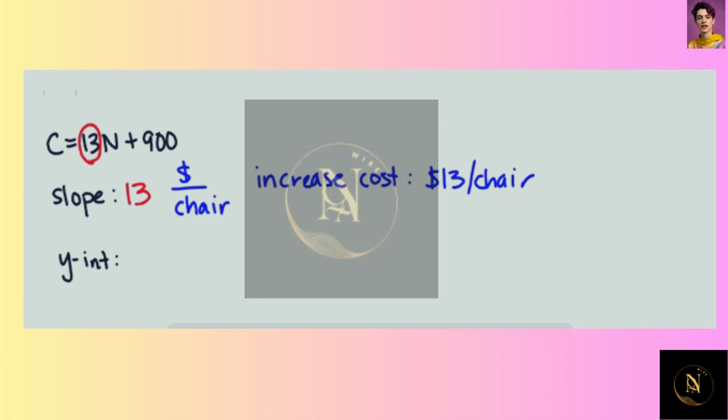Okay, how about the y-intercept? We can see from our equation that the y-intercept is 900. That would correspond to the point 0, 900. And 0 would be the number of chairs made. So if they make 0 chairs, they still have a cost of $900 per day at their manufacturing plant.